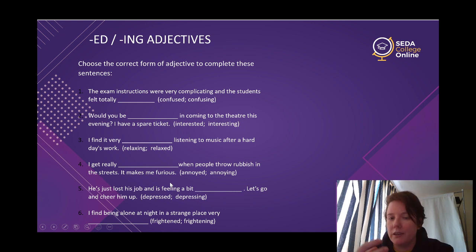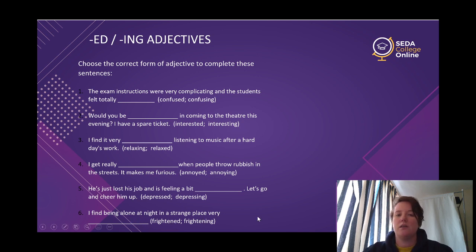Number 4, I get really annoyed or annoying when people throw rubbish in the streets, it makes me furious. Furious means really, really angry. Which one is correct there? Number 5, he's just lost his job and he's feeling a bit depressed or depressing. Let's go and cheer him up. Number 6, I find being alone at night in a strange place very frightened or very frightening.